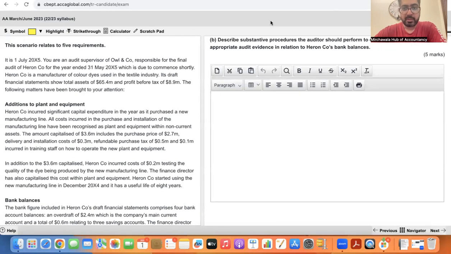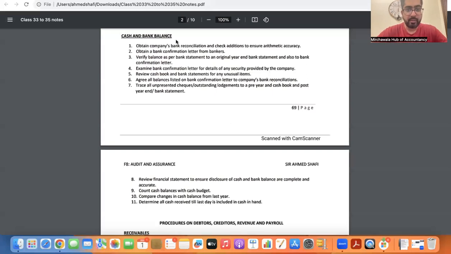Next part, 5 marks: describe substantive procedures auditors perform to obtain sufficient appropriate audit evidence in relation to bank balances. Okay, now bank balances. So 5 procedures for bank balances. I should go in my notes file. Obtain company's bank reconciliation, check additions to ensure arithmetic accuracy, obtain bank confirmation.